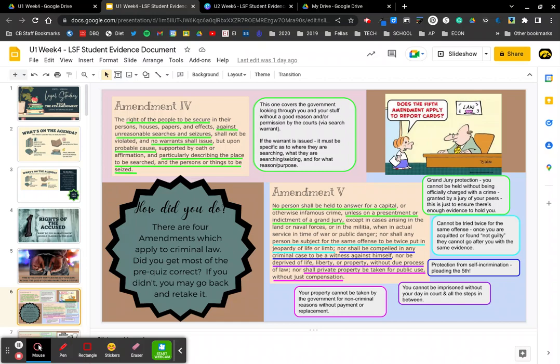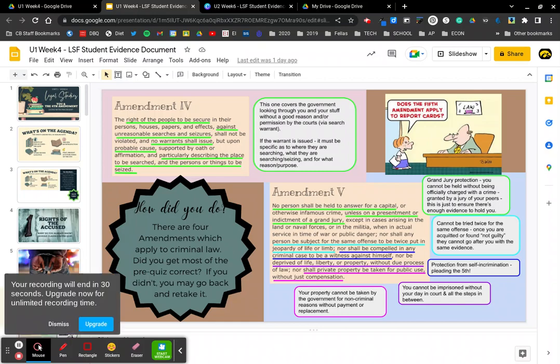And then, of course, there's the idea here that you cannot be deprived of your life, liberty, or property. They can't take stuff from you without due process, without going through the steps of the criminal justice system, which you're definitely going to be looking at in the next unit. And then, of course, the last part here is that your property can't be taken by the government for a non-criminal reason without payment or replacement.